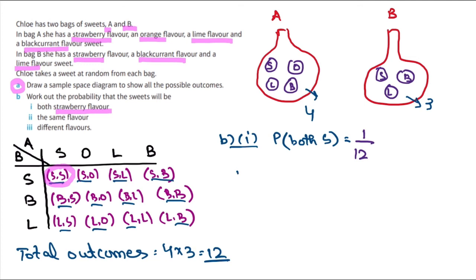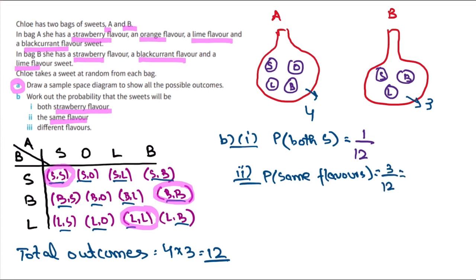Let's have a go at the next one now. This is part II, and this says the same flavors. The same flavors could be strawberry and strawberry, or I can see the same flavor B and B. The other same flavors I can see in my sample space is L and L. We can't have orange and orange because we don't have any orange flavor in bag B. So I'm finding the probability of the same flavors. We have 3 of them having the same flavors out of the 12 outcomes. Because we have 3 and 12, we can simplify it to a quarter.